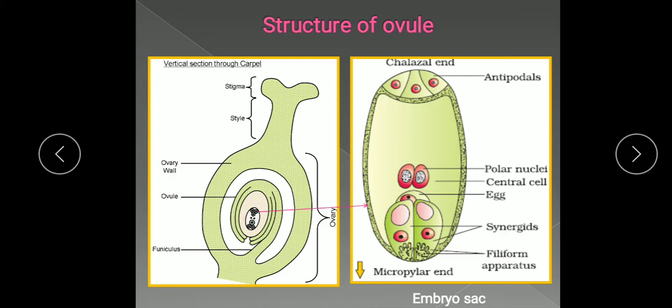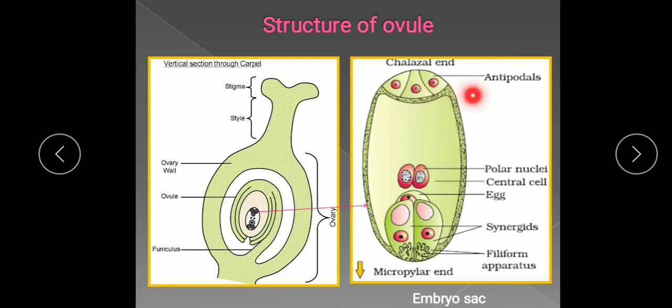This embryo sac has 7 cells in it. What are the 7 cells? This is the micropylar end and this is the chalazal end. Micropylar, as I said, is the pore or opening present in the ovule through which the pollen tube enters. So this is the micropylar end. So 3 cells are there at the micropylar end. One is the egg cell and 2 are the synergids. This is one egg cell, these 2 are the synergids, and 3 cells at the opposite end.